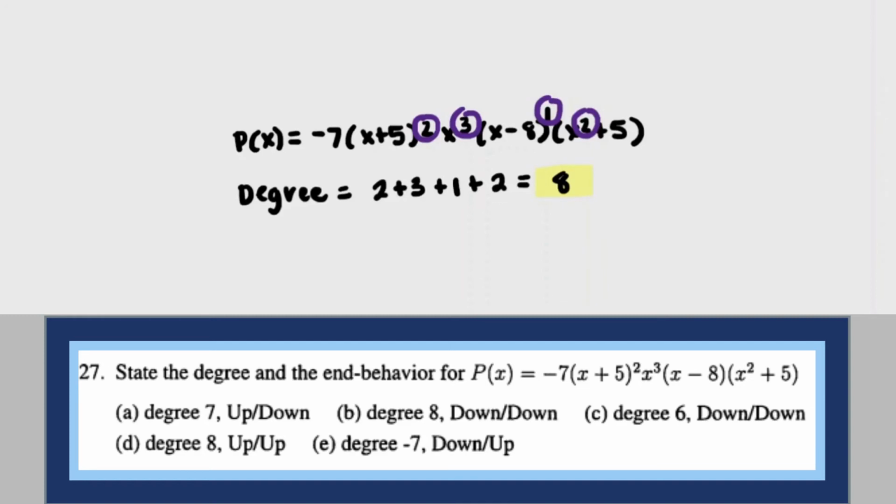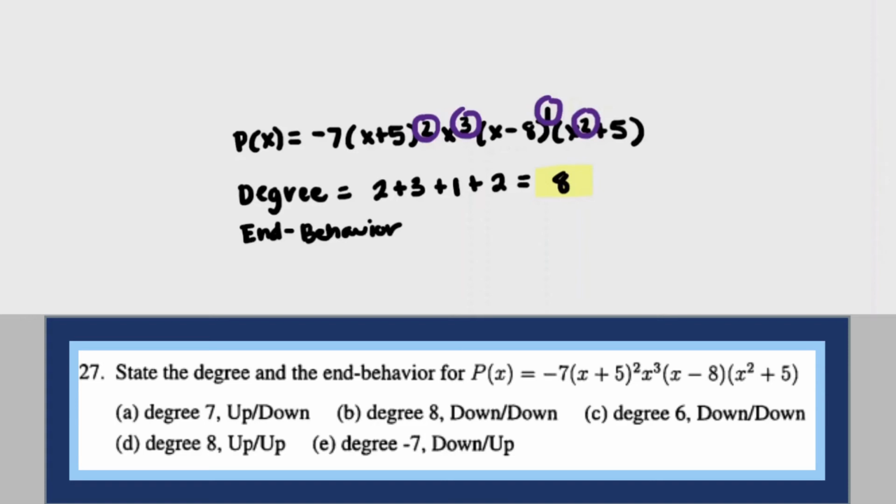So the next thing we have to identify is the end behavior. As you see, our degree is 8. 8 is even, and remember when we're dealing with even functions, the end behavior is going to be in the same direction. So it's either going to be up, up, or down, down.